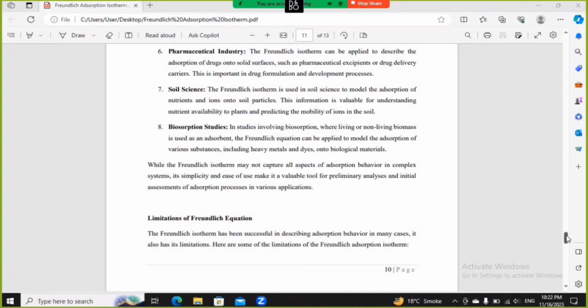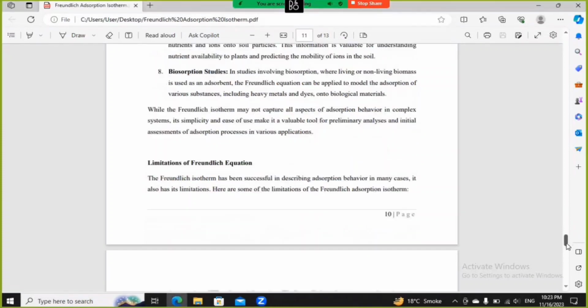Although the Freundlich isotherm does not capture all the aspects of adsorption behavior, its simplicity and ease of use make it a valuable tool for preliminary analysis in various applications. Freundlich adsorption isotherm also has some limitations.